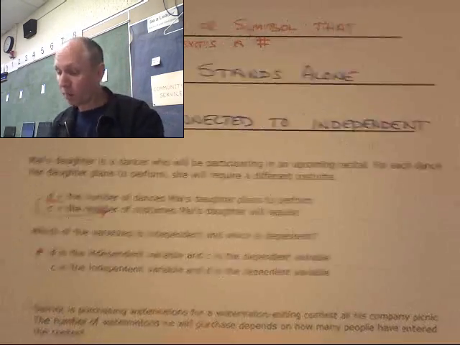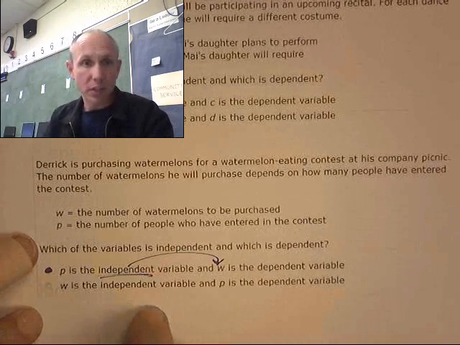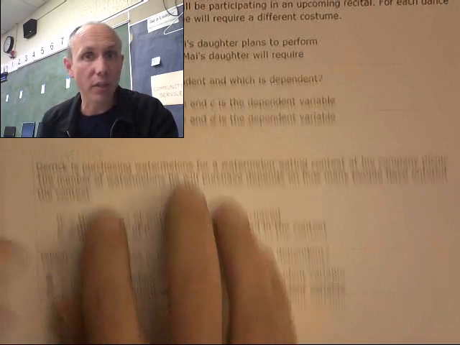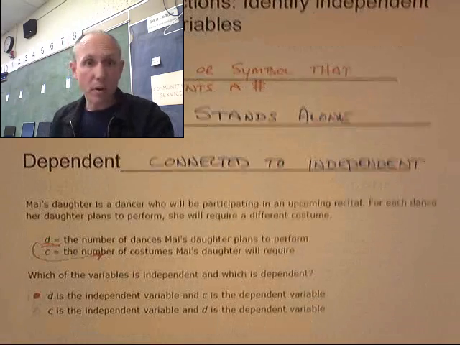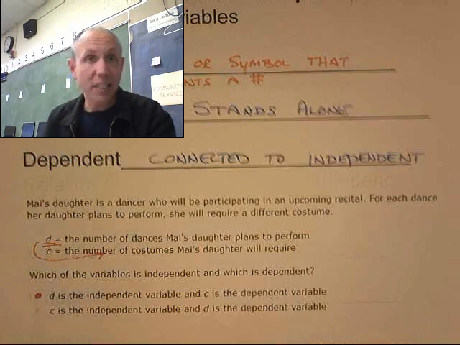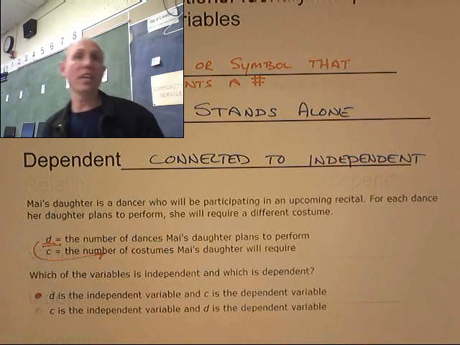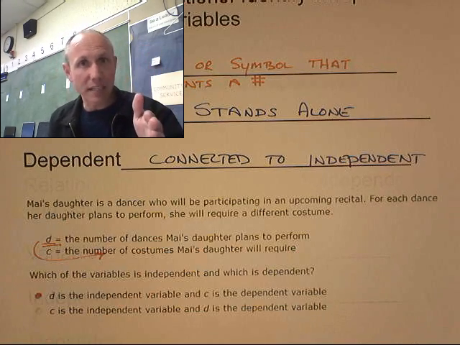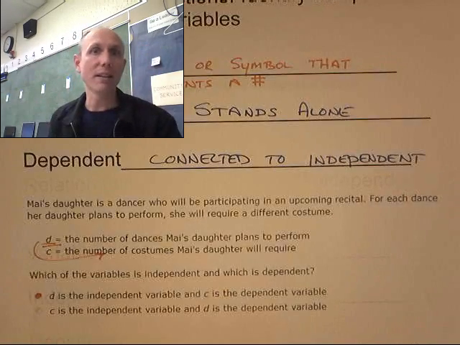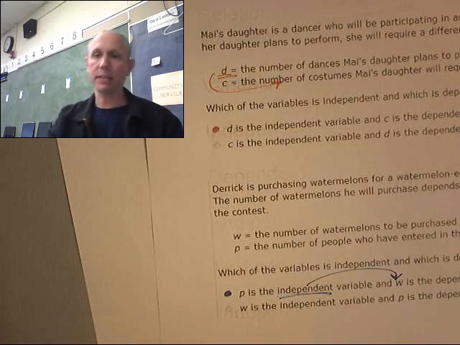The number of people determines how many watermelons you need to buy. The number of dances determines how many costumes she has to get. We have the independent forcing the dependent. That's it. All right.